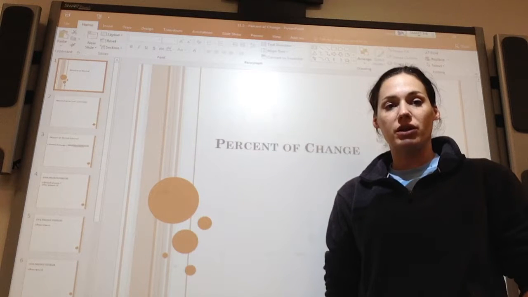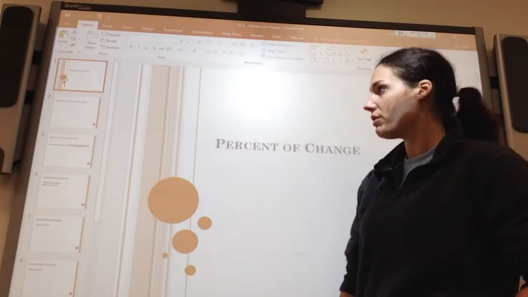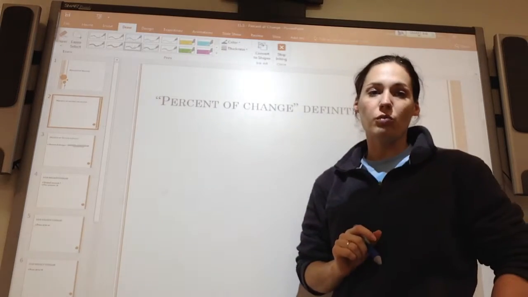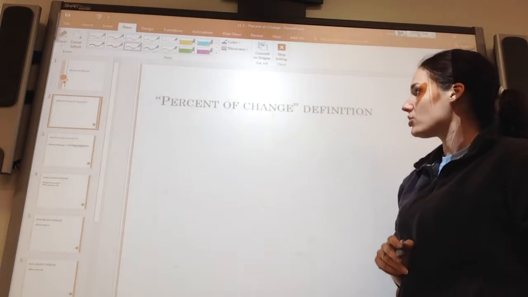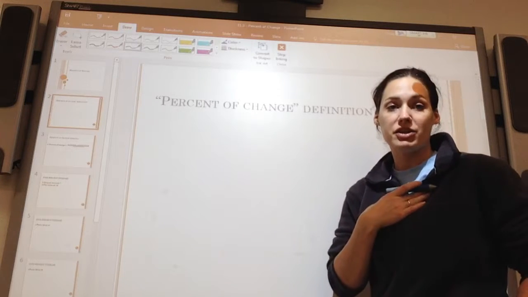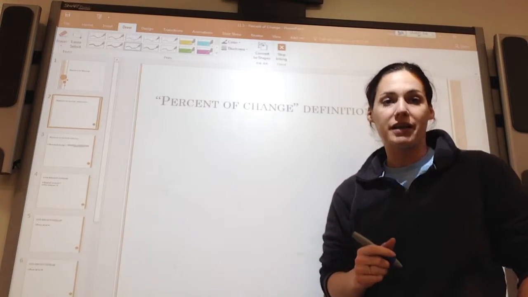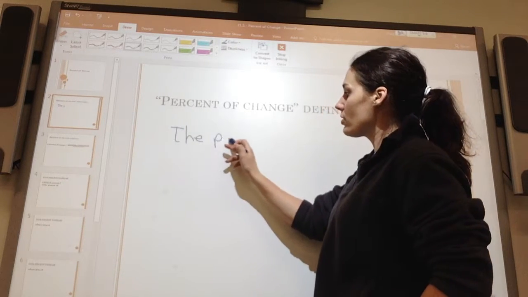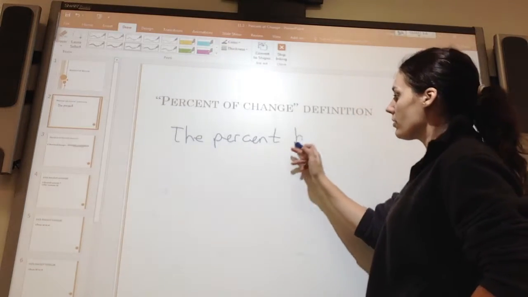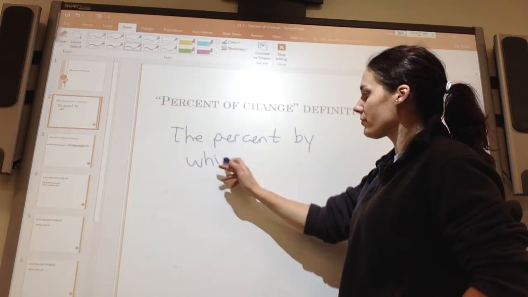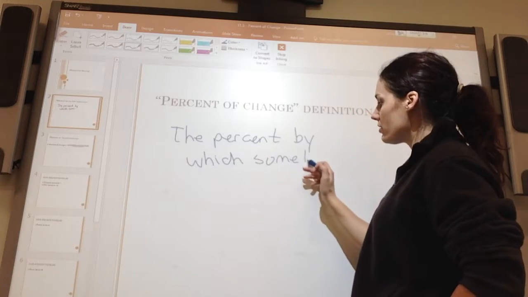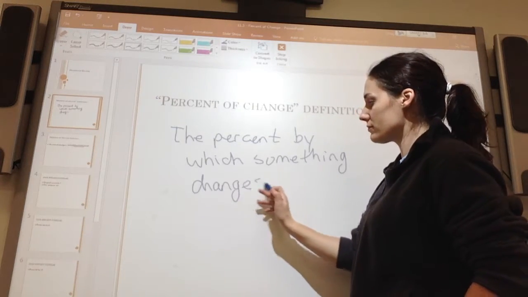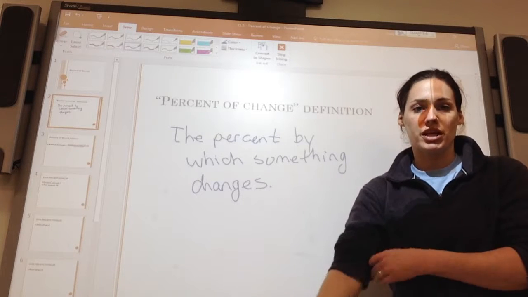Percent of change is going to be new vocabulary, I would assume, for most of you. So I'm going to give you a definition first. Based on the words, you can probably come up with the definition. So, percent of change definition. I'm going to give you my definition, not a math textbook kind of definition. Mine is the percent by which something changes. That's it. The percent by which something changes.